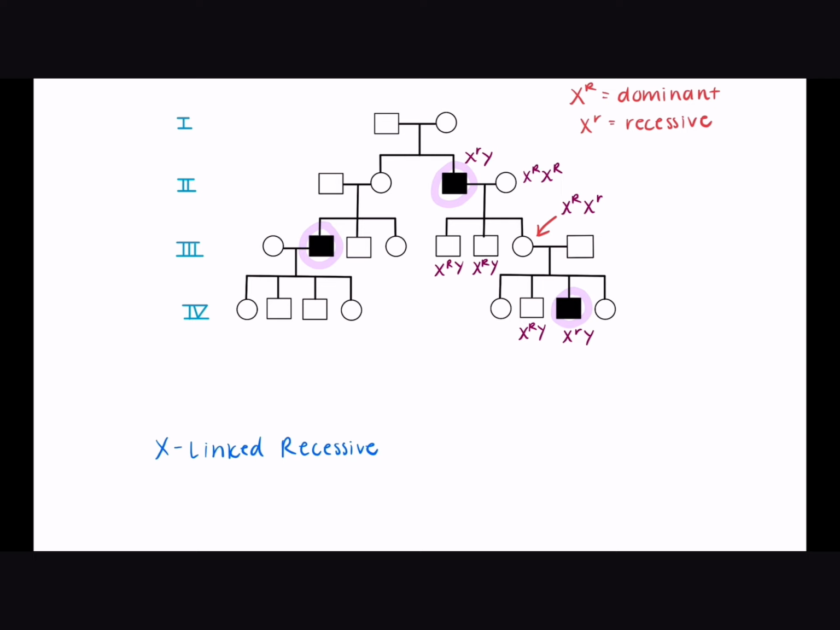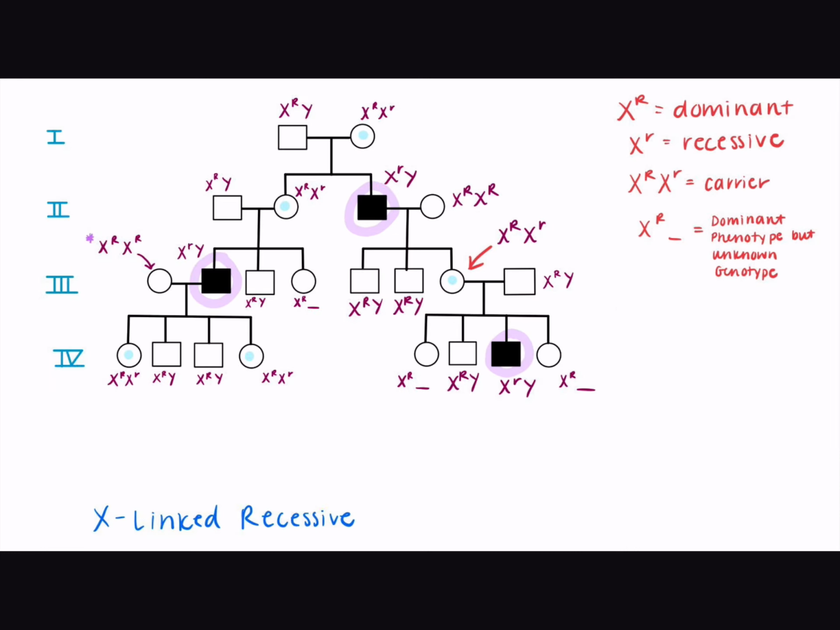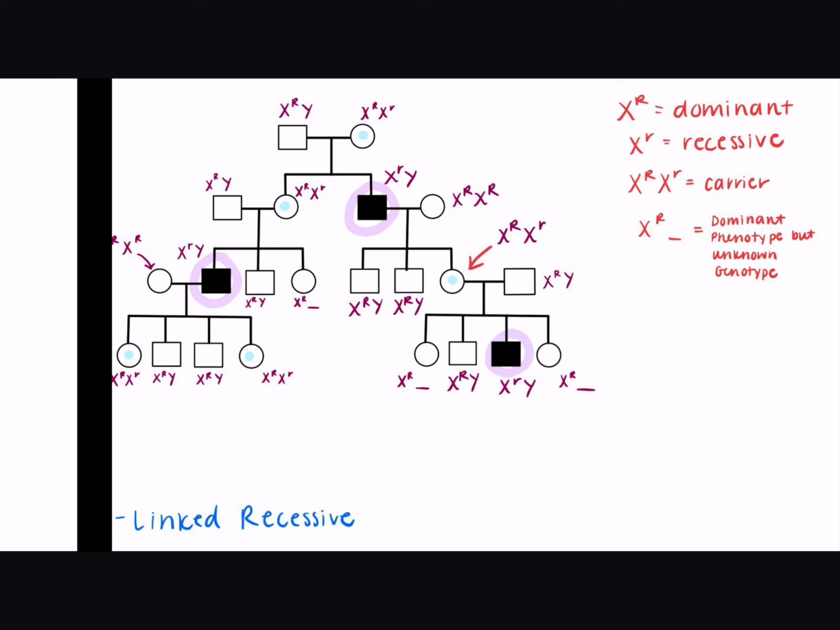Now it's your turn. Feel free to pause the video and fill in the genotypes of each individual and identify the carriers. We can see here that the individuals with the blue dots are carrier females who have affected fathers. Additionally, females with genotypes with a dominant X with an underscore represent those whose genotypes we do not know. They can either be heterozygous carriers or homozygous dominant. We would need more information to know their genotype.